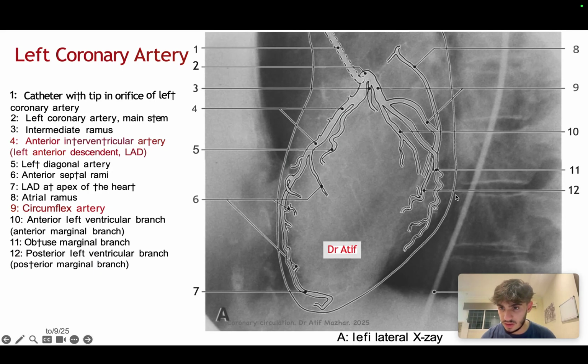I also wanted to mention 12 here is the marginal, not 12. I'm sorry, 11. The marginal branch, which is also another major artery for the left coronary artery.